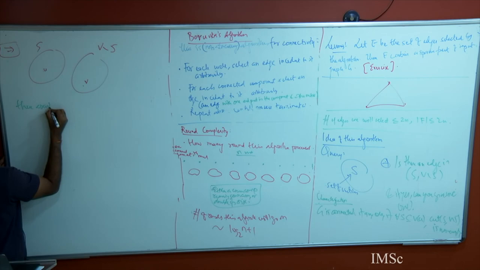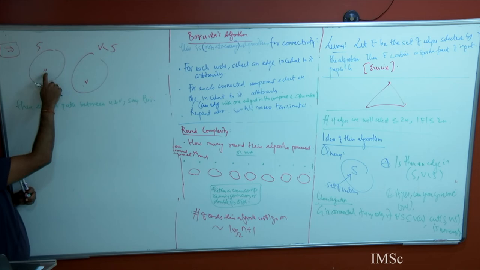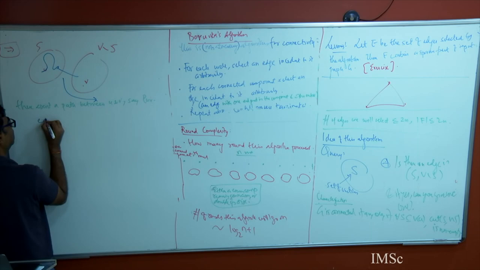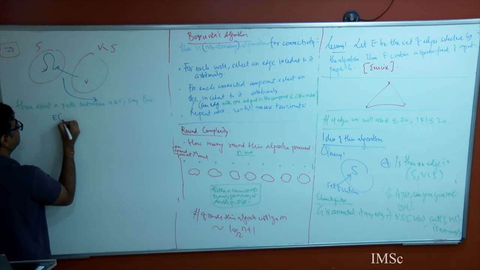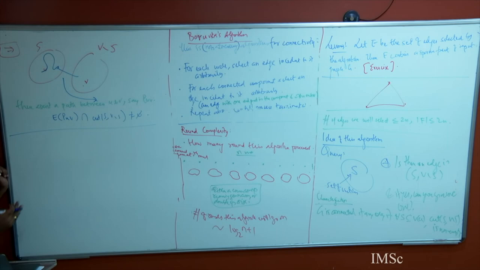There exists a path between U and V, say P_UV. U is here, V is here. If I trace this path, how is it going to look? At some point of time, it has to cross the cut, right? And that edge is in P_UV intersection cut (S, V minus S), which is not equal to the empty set. So we have shown that if graph G is connected, then for any cut, there is an edge.